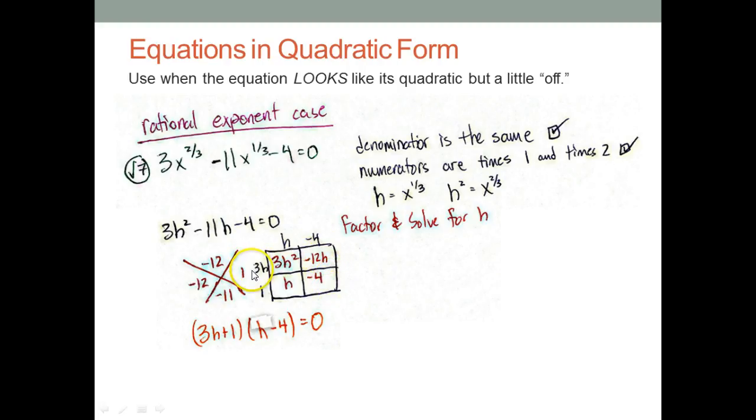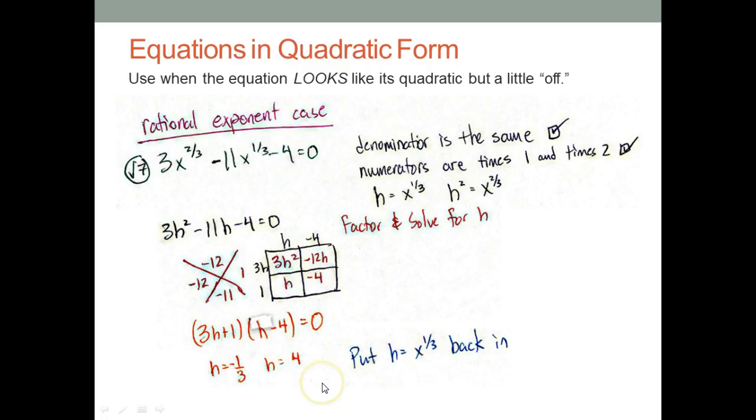Common factor in the first row is 3h, and the common factor in the bottom row is 1. So 3h plus 1 is the first term. The common factor in the first column is just an h, so I factor that out. And the common factor, since both are negative, I know it's got to be negative. And 4 is a factor of both, so here I have minus 4, so h minus 4. Using the zero product principle, I've solved. So h is negative 1/3, and h is equal to 4.